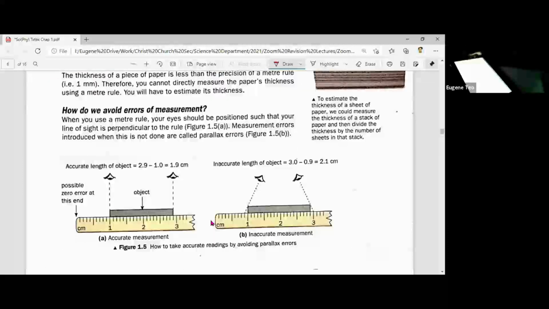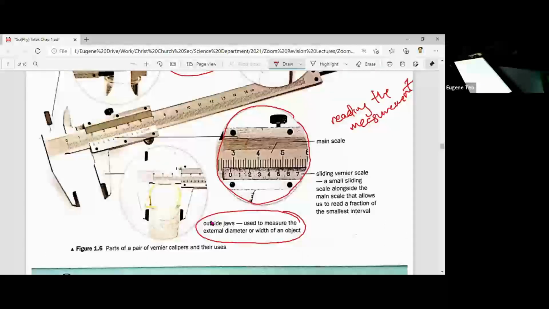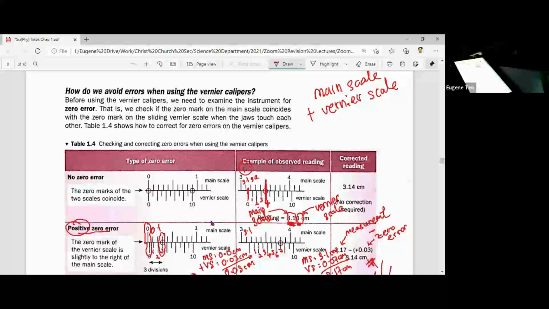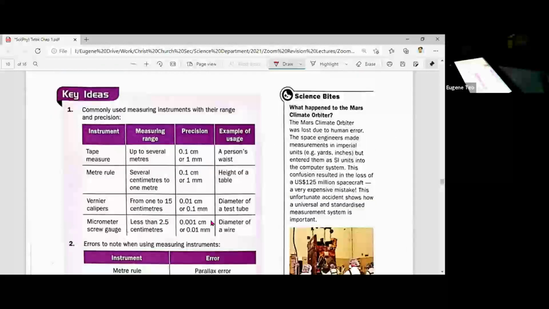Based on this, if we go down, there's actually a summary table. Let me show you. It tells you for each of these instruments what range it can measure, what its precision is, and an example of its usage. Generally, the examples are quite common sense to me, but if you want to try to remember them, then go ahead.